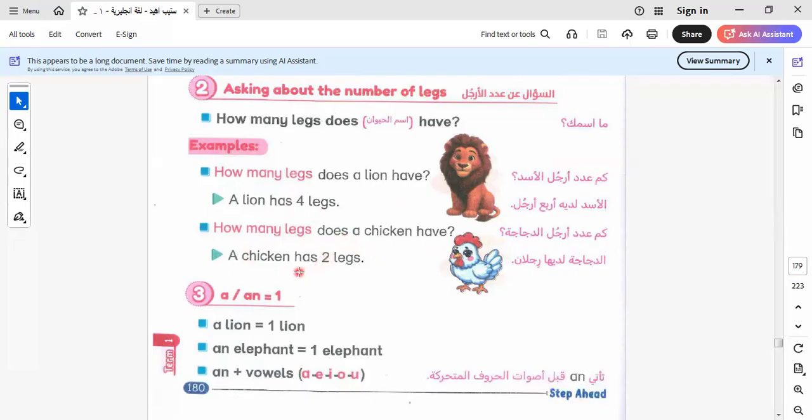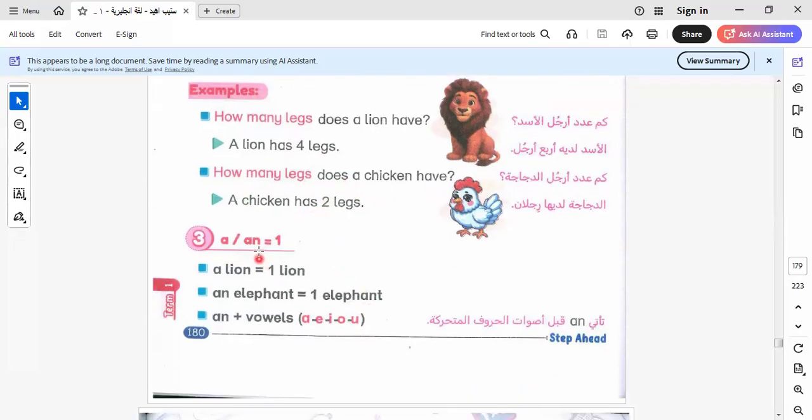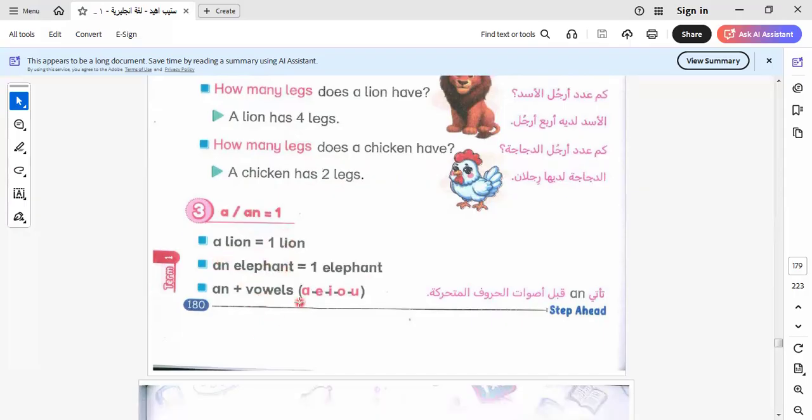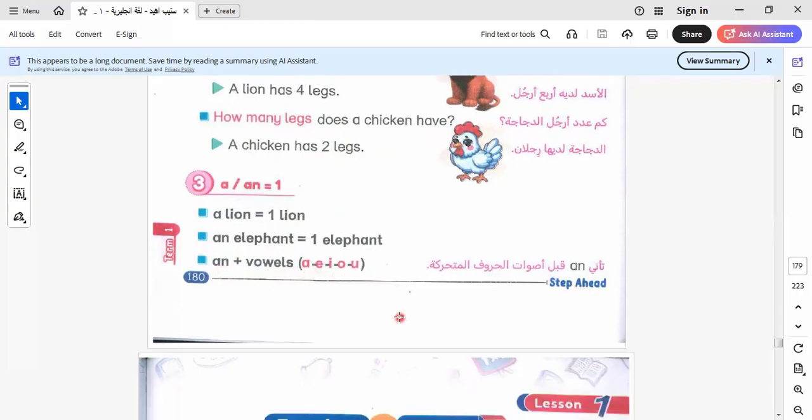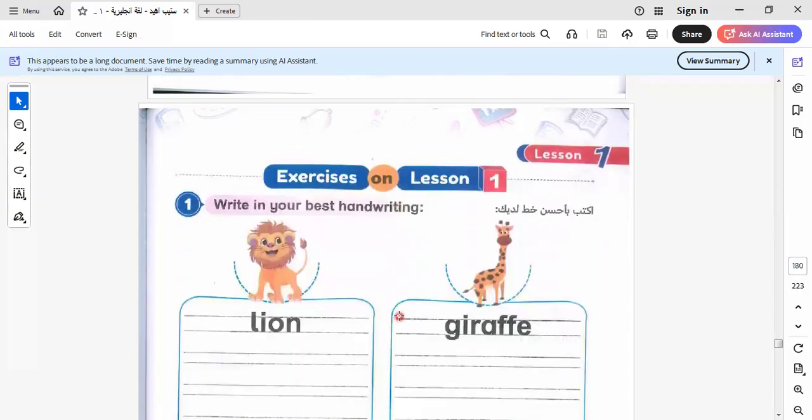A chicken has 2 legs. So here, when we use a or an, it means I am talking about a singular noun, like a lion, an elephant. When we use a word that begins with a vowel, we use an. What are the vowels? A, E, I, O, U. Here we review the vowels together.